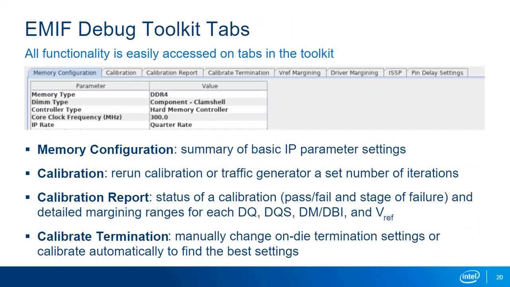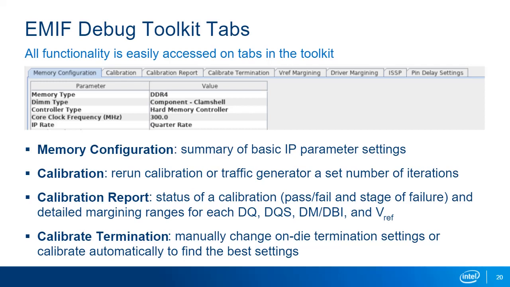The EMIF Debug Toolkit is easy to use, with all options and features available organized into the tabs shown. Here's a quick rundown of each tab. The Memory Configuration tab lists the basic parameters that were specified for this interface in the IP Parameter Editor.